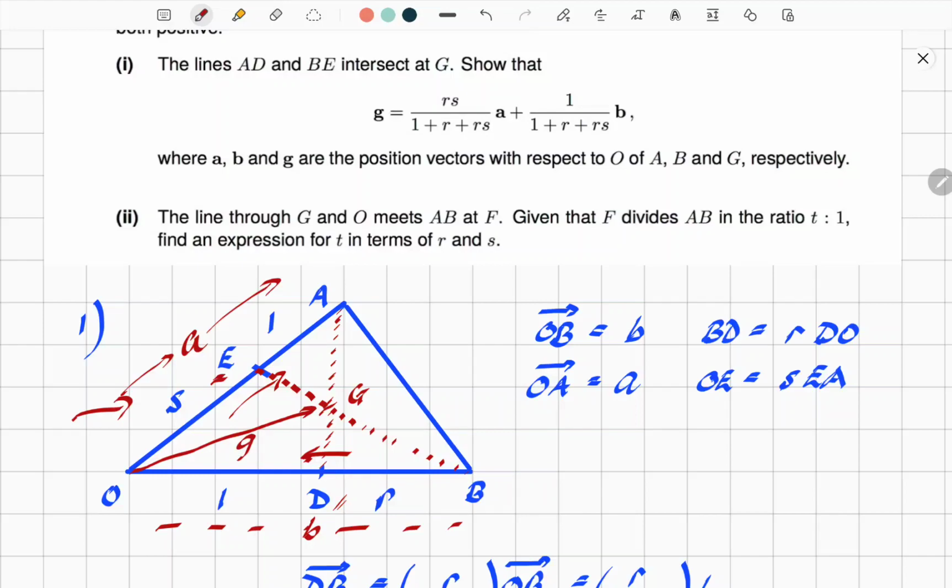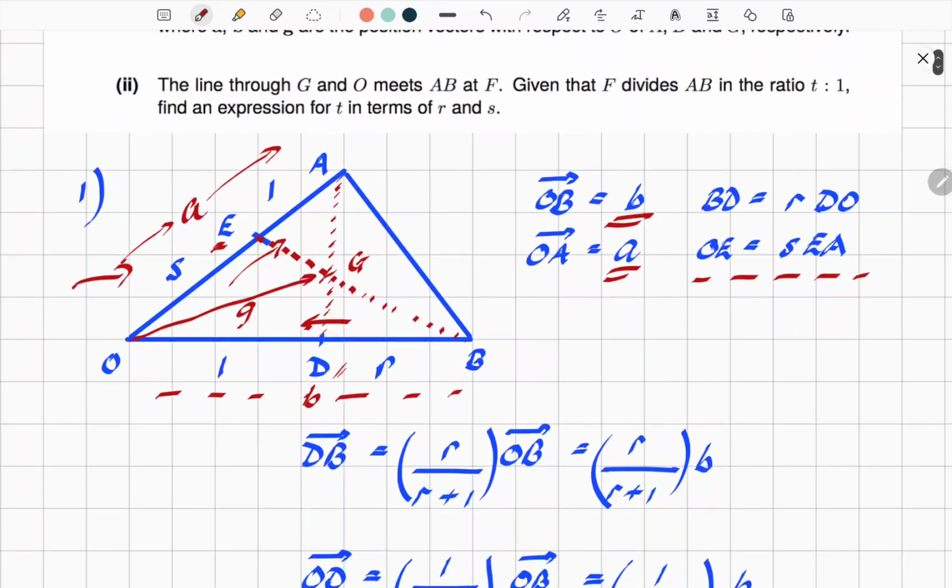Right, so we're going to start now, the actual solution. Very basic system in terms of writing down what we do know already. So OB is B, OA is A, and BD is R times DO. OE is S times EA. That's all in the question, just recapping so you have it in front of you.